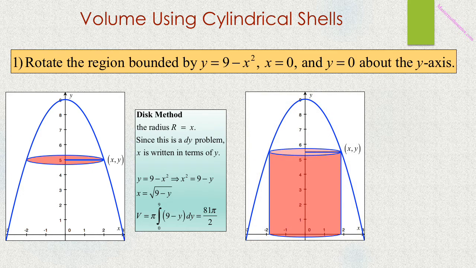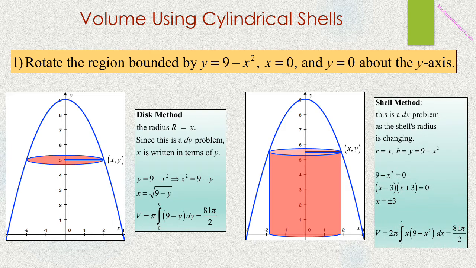We again draw our graph rotated about the y-axis, but now draw a representative cylindrical shell. Again, we choose a point on the edge of the shell and write it as the point (x, y). It is best to think of this as a dx problem, as the shell's radius is changing. The radius is x, and the height is a function of x, which is y, which is 9 minus x squared. So everything is now going to be in terms of x.